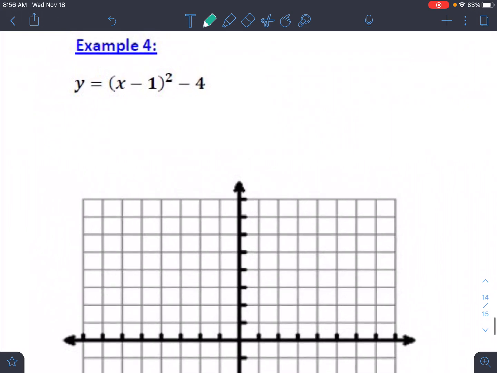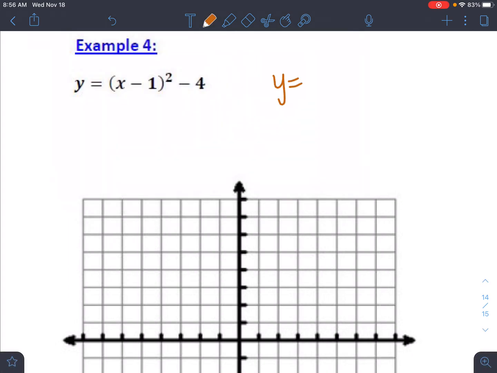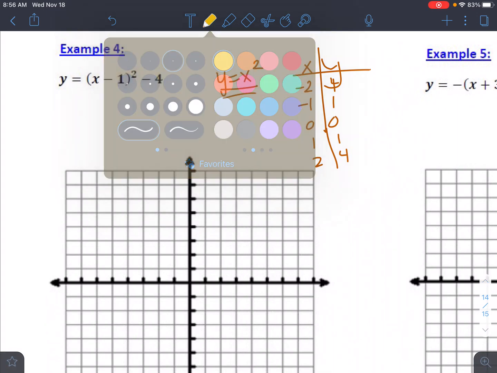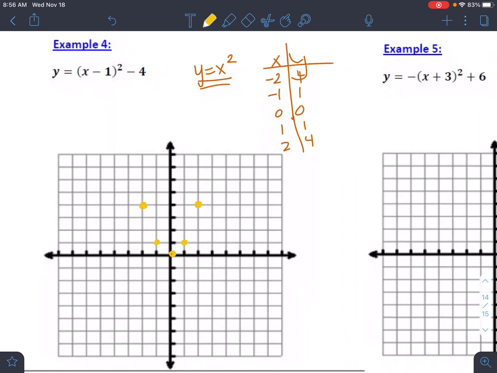Let's try out this guy. Okay, (x minus 1) squared minus 4. So first thing you want to do, decide that x squared is kind of your parent graph here. If you want to write out your table, -2 squared, -1 squared, 0, 1, and 2. And if I do this in yellow, remember this is that up 1 over 1, up 3 over 1. Okay, so up 1 over 1, up 3 over 1.